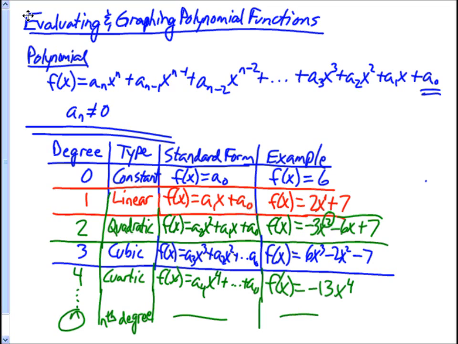Let's see if you can decide whether the function is a polynomial function. Let me pull up a new page here on my board. Decide whether the function is a polynomial function. If it is, write the function in standard form and state its degree, type, and leading coefficient. So for example, is this thing a polynomial? F of x equals 2x to the 1.2 plus 2x cubed minus 4x squared.